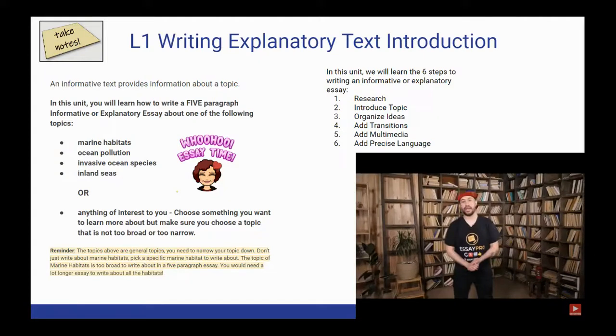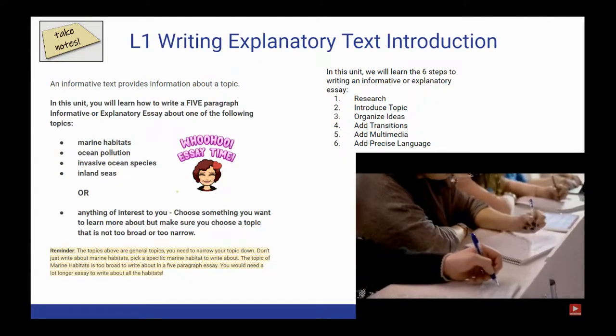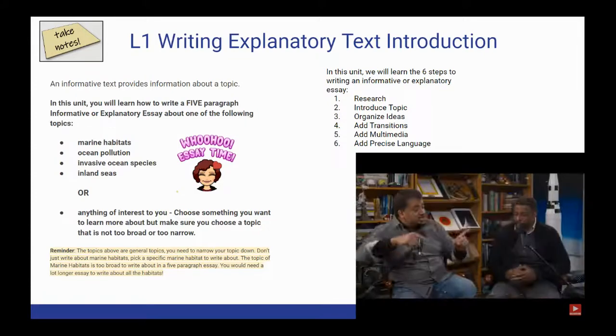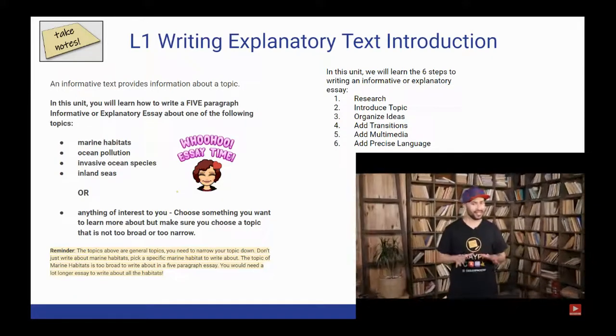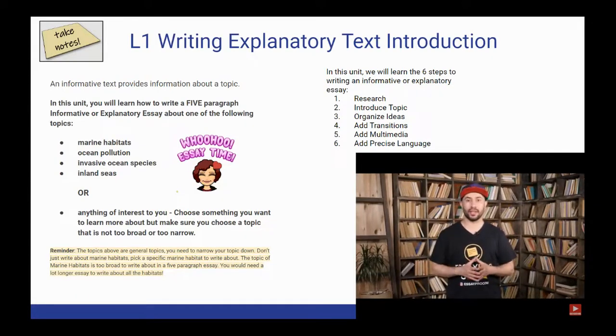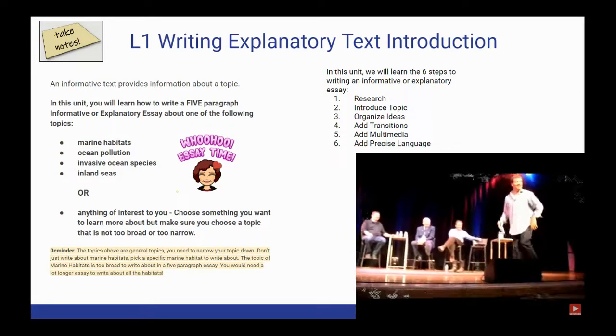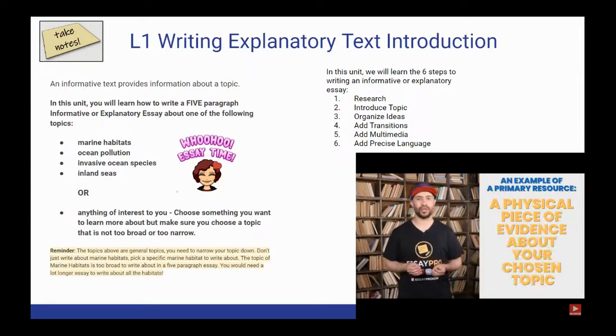Now, you may not be able to actually get Neil deGrasse Tyson to come into your astronomy class and explain why Mars appears to go in retrograde motion every couple of years. But, citing his work and quoting him correctly, you can bring his expertise with you to your essay. This is an example of a primary resource, a physical piece of evidence about your chosen topic.